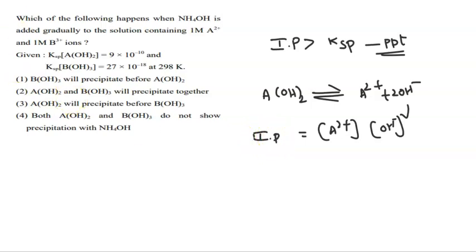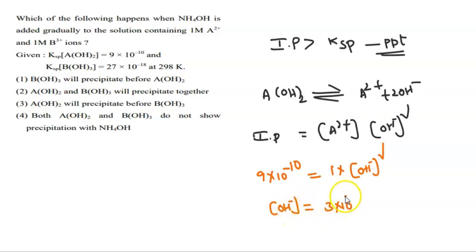So let us consider the Ksp value for A(OH)2 is 9 into 10 to the power of minus 10. That will be equal to the A2+ concentration, which can be taken as 1 molar, and I have to find the OH minus concentration. So the OH minus concentration needed to precipitate A(OH)2 is 3 into 10 to the power of minus 5 mole per liter.